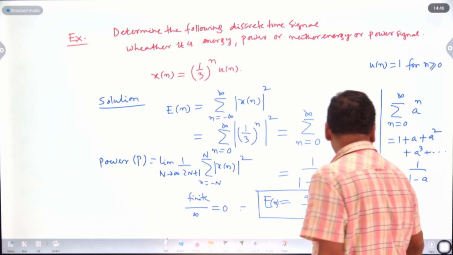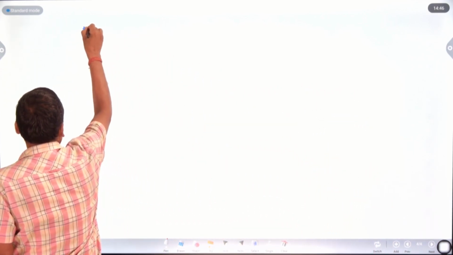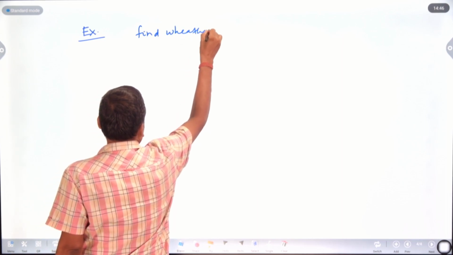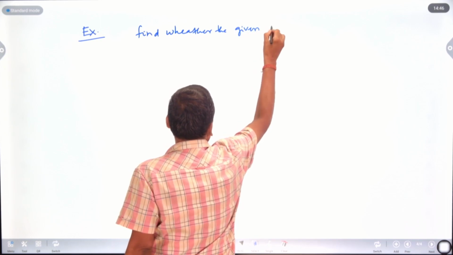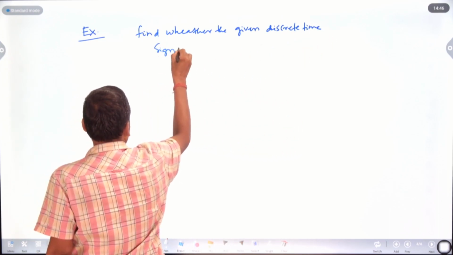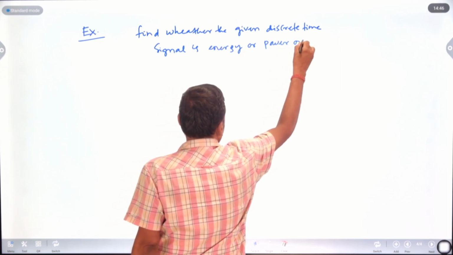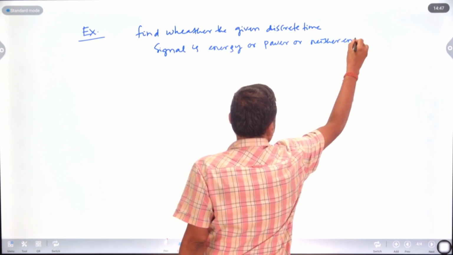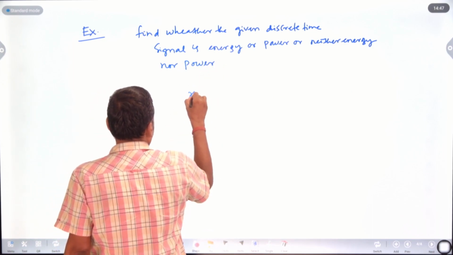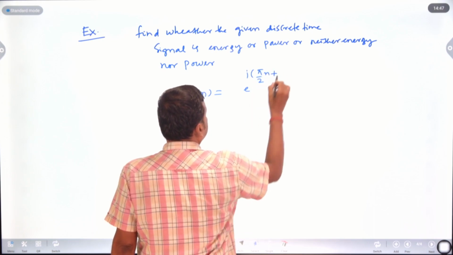So next example, if we move to another example, suppose we need to find whether the given discrete time signal is energy or power, or neither energy nor power, and the question is given x of n equal to e to the power j(pi by 2 n plus pi by 4).